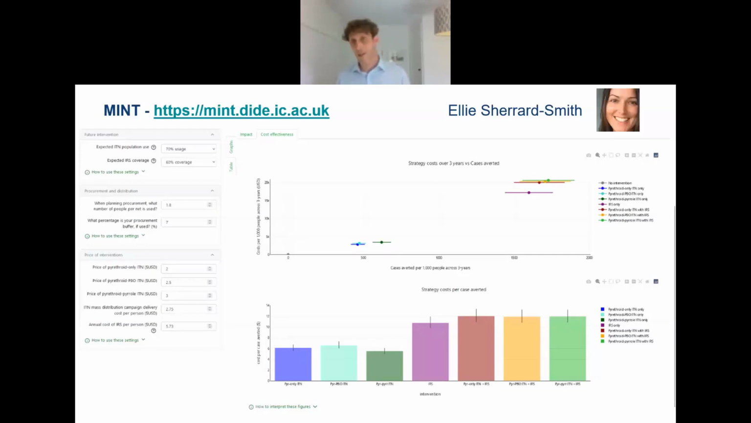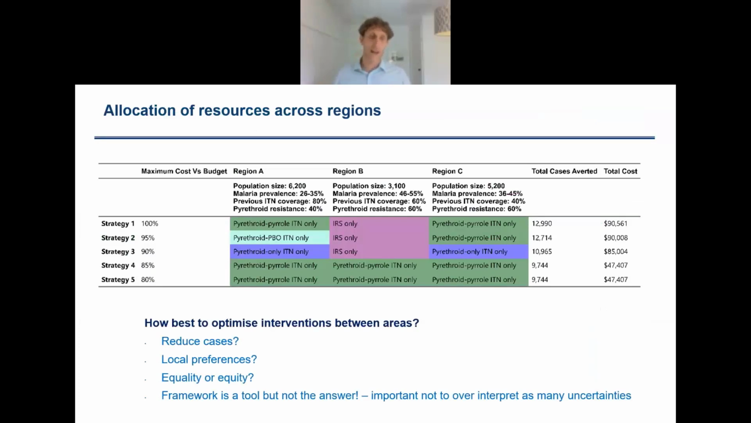So there are still lots of important decisions to be made about how you should use these nets and where you should allocate them. But this provides a framework for people to start taking information from their local mosquito species, because obviously this varies according to the level of pyrethroid resistance you have, to allow you to tailor your control to a particular area. And then finally, we allow resources to be allocated across regions.